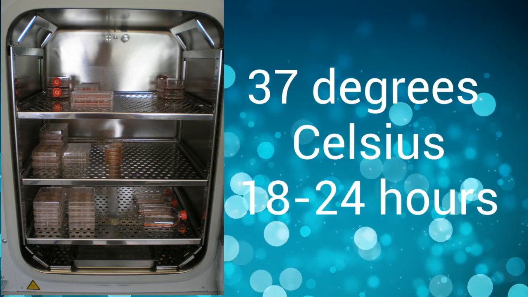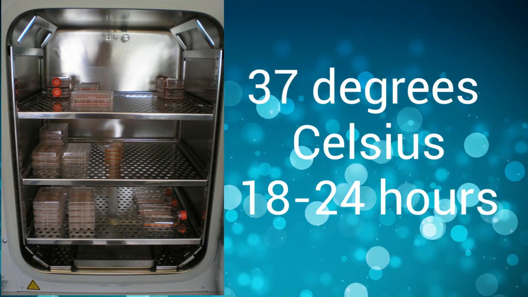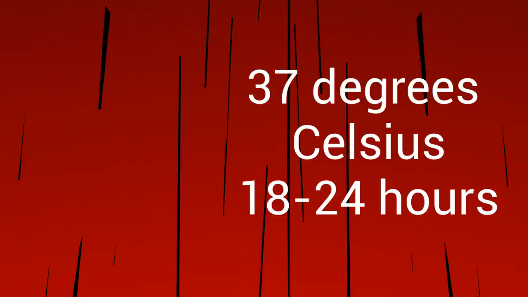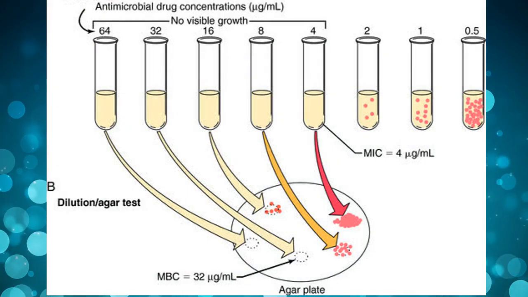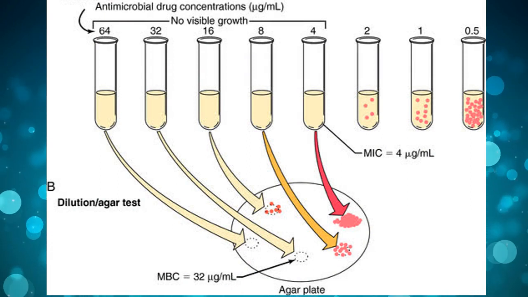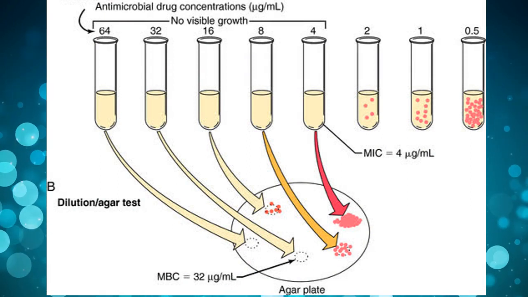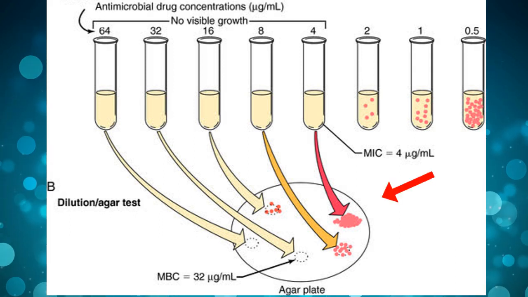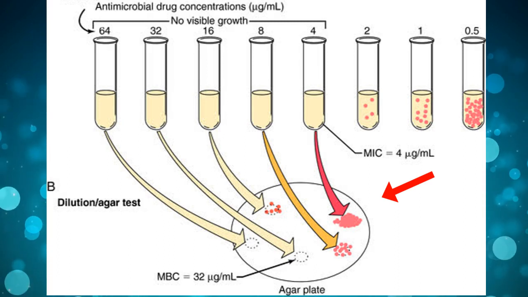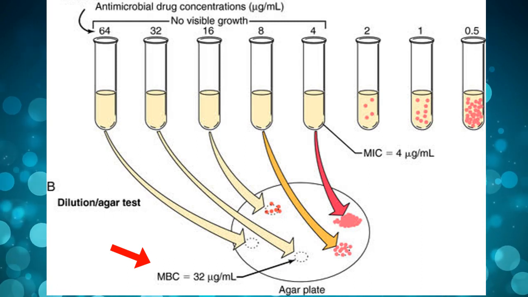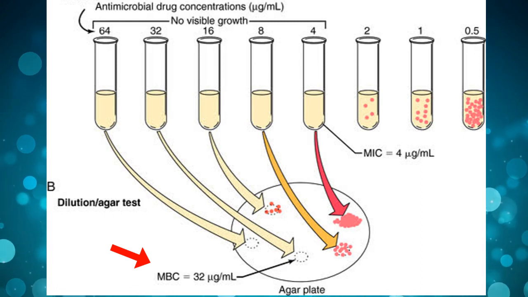After inoculating the test organism, the tubes or the microtiter plates are incubated at 37 degrees centigrade for 18 to 24 hours. The result is interpreted as MIC, that is the minimum concentration of the antibiotic that will inhibit the bacterial growth, and there will be clear broth. Minimum bactericidal concentration is calculated by subculturing all the tubes with no visible turbidity onto an agar plate. The tube with the highest dilution that fails to yield growth on the subculture plate contains the MBC of an antibiotic.